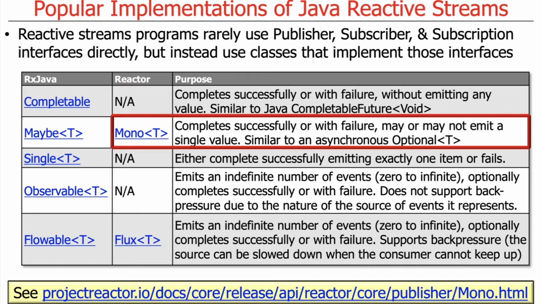So what is a Mono? Well, a Mono is very much like a completable future. It is an object that acts as a proxy, which either succeeds or fails, and may or may not emit a value, depending, of course, on whether it succeeds or fails.